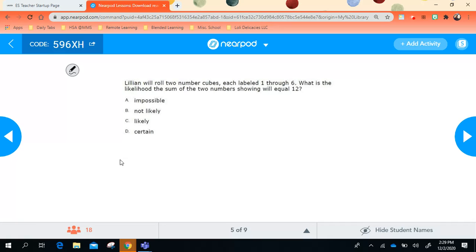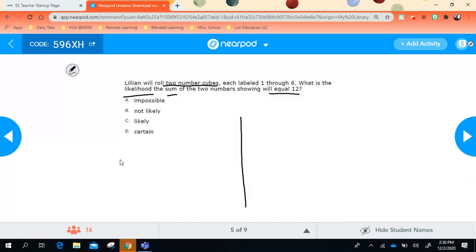So again, anytime that we see roll 2 number cubes or roll 1 number cube and spin a spinner, more than one thing happening, it's compound probability. So she's rolling 2 number cubes. What is the likelihood the sum of the 2 numbers showing will equal 12? So since we're doing compound probability, we need to use a list, a table, or a tree diagram to figure out what the sum of those numbers is.